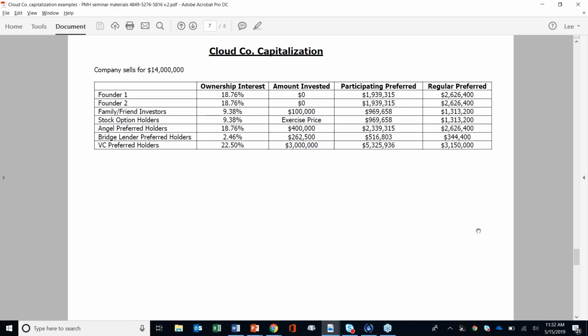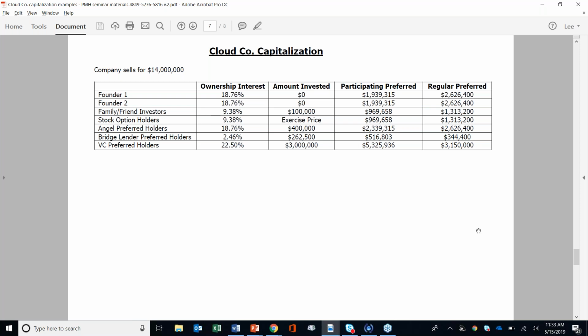It's the same thing for the bridge lenders, and in particular for the angel preferred holders. The angel preferred holders invested at a lot lower valuation, so their investment was $400,000, and their pro rata percentage of 18.76% of $14 million is $2.6 million. They're going to take that. So you can see the effect of this in the right-hand column of regular preferred. The founders have done at least reasonably well in the situation, as they each got $2.6 million.